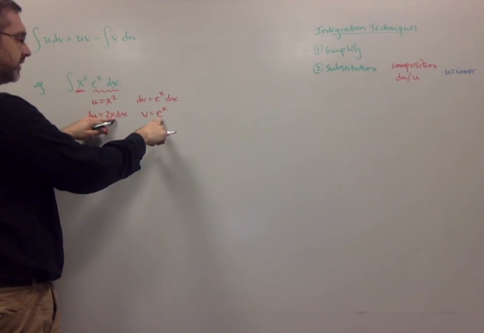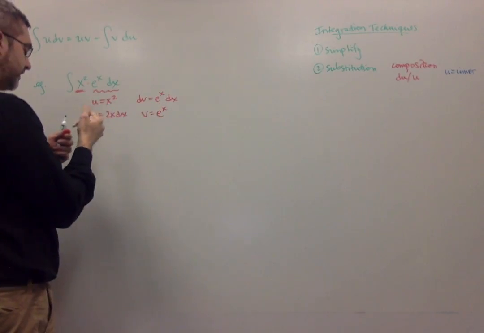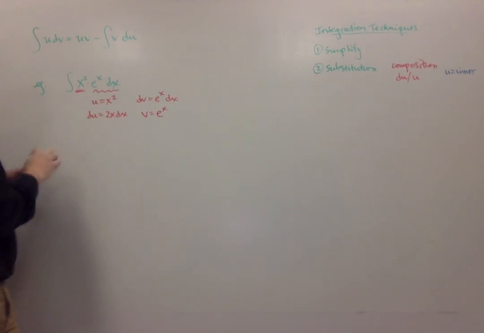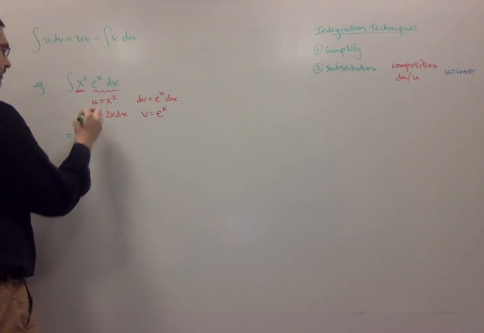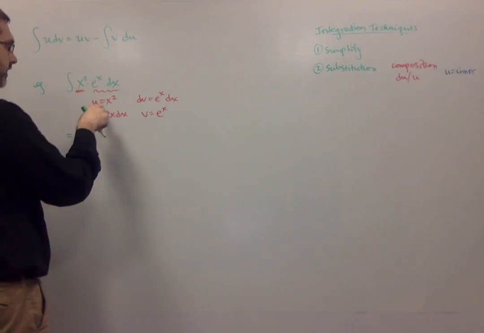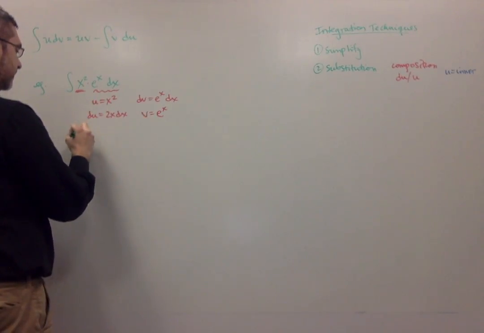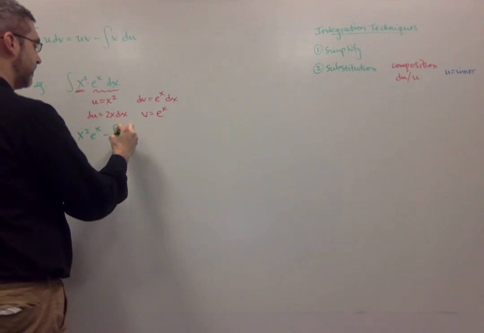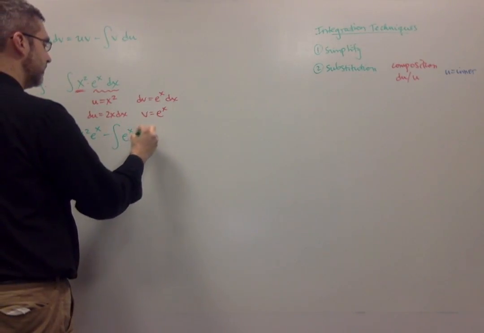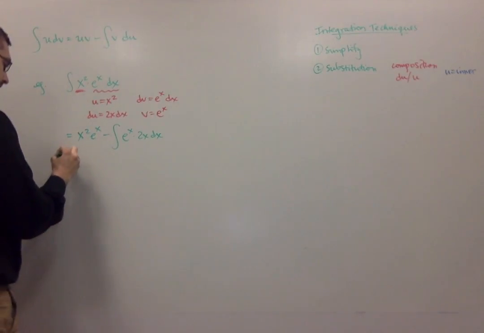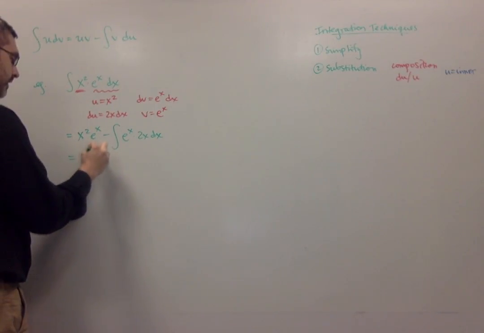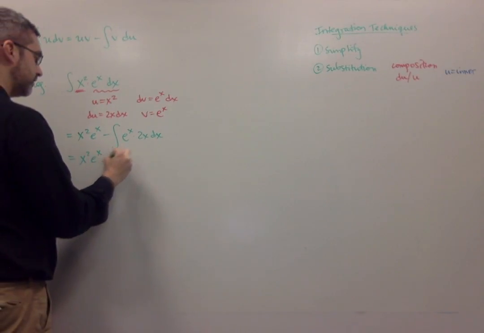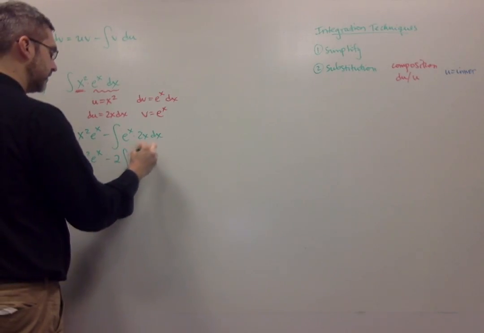The new integral is going to be less complicated because I just have an x and an e to the x. Okay. So notice that if I follow my rule here, I've got u times v, x squared e to the x, minus the integral of v du. So I clean that up a little bit. x squared e to the x minus 2 times the integral of x e to the x.